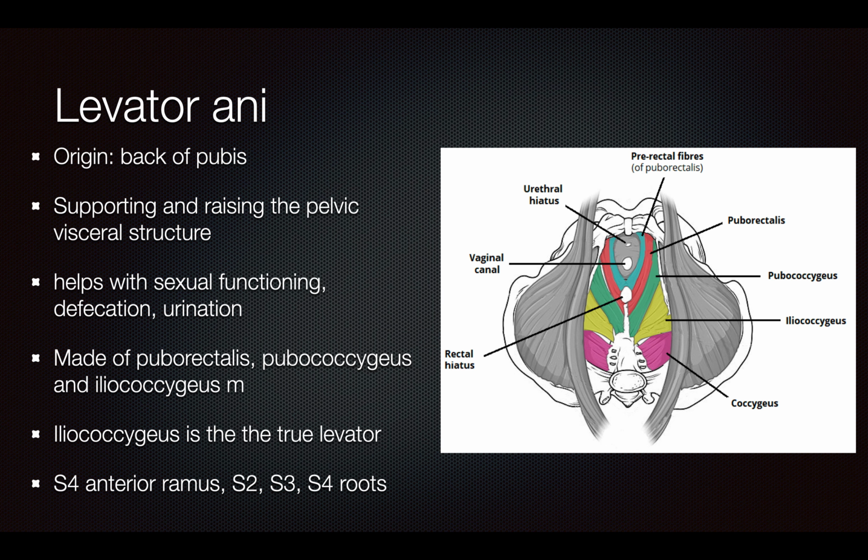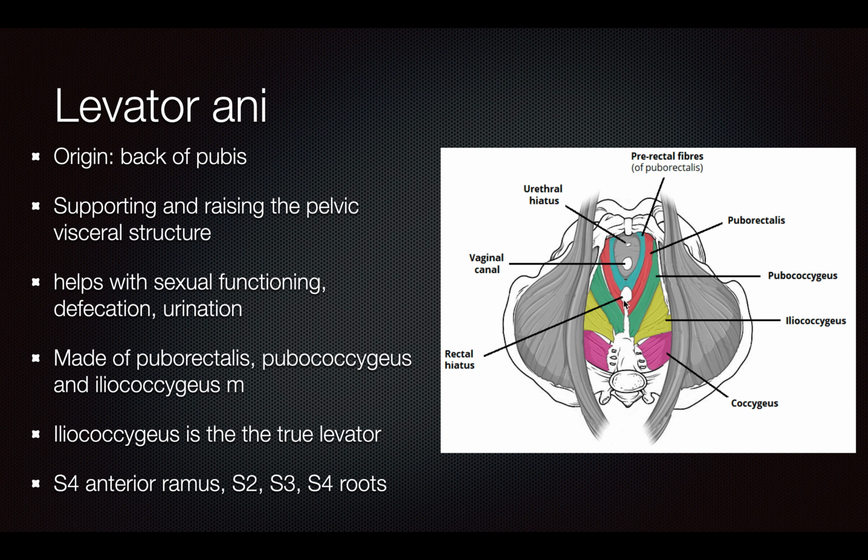So the levator ani, the origin is the back of the pubis, and it will work with supporting and raising the pelvic visceral structures, so it helps with sexual functioning, defecation, and urination. And it's made out of these muscles: the puborectalis, the pubococcygeus, and the iliococcygeus muscle. As you can see here, they're all from a similar origin.